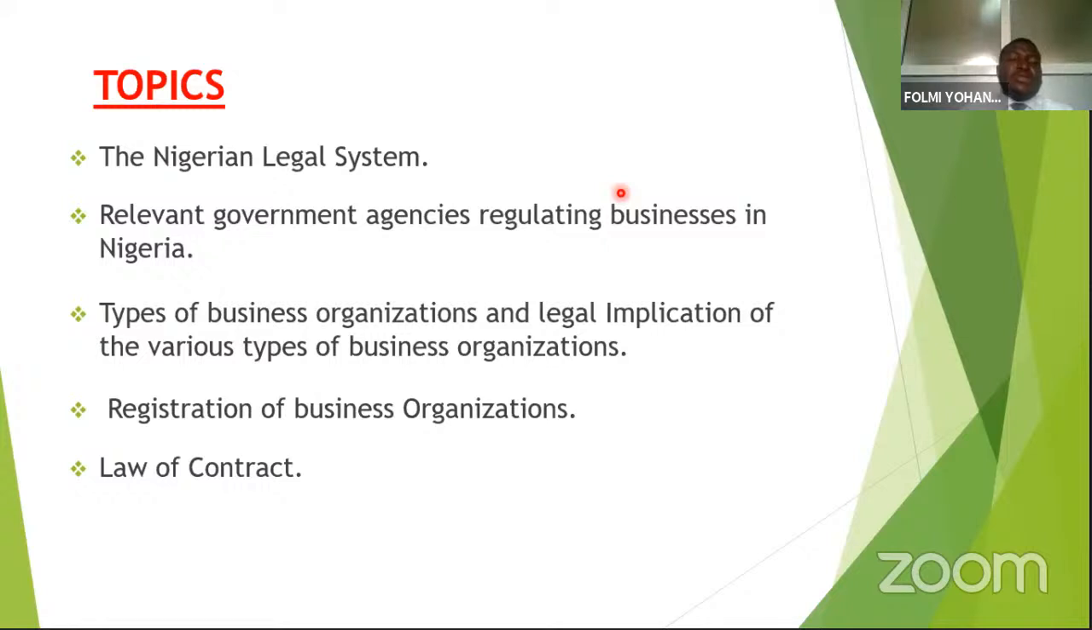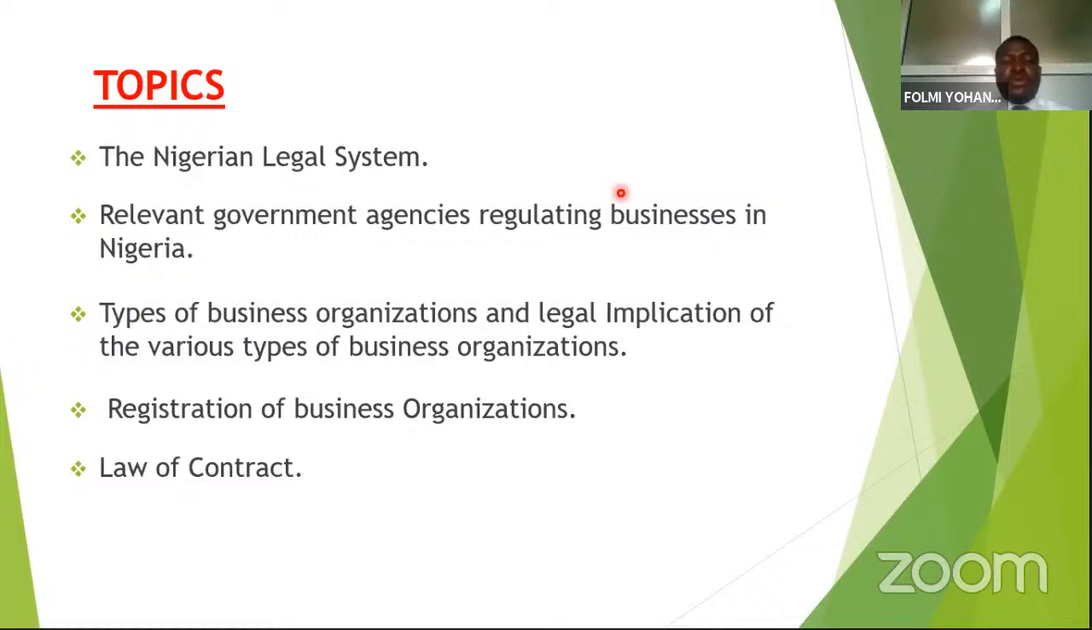The topics that we'll be discussing today are the Nigerian legal system, relevant government agencies regulating businesses in Nigeria. As you can see, there's a nexus between the objectives and the topics we are to learn. So if we're talking about the Nigerian legal system, you get to have an understanding of what the Nigerian legal system is. When we talk about the relevant government agencies regulating businesses in Nigeria, you also get to know about that, the types of business organization and legal implication of the various types of business organization, registration of the business organization, and finally we'll discuss the law of contract.